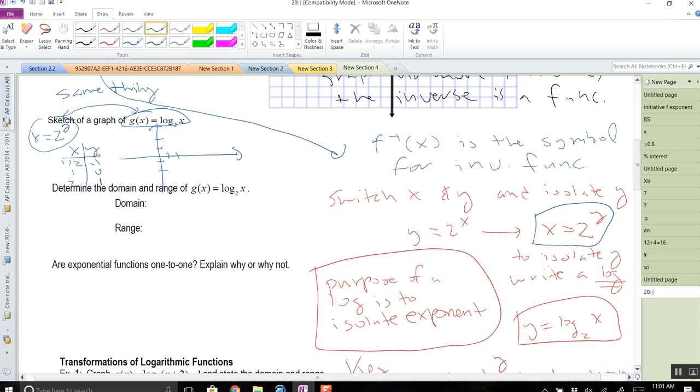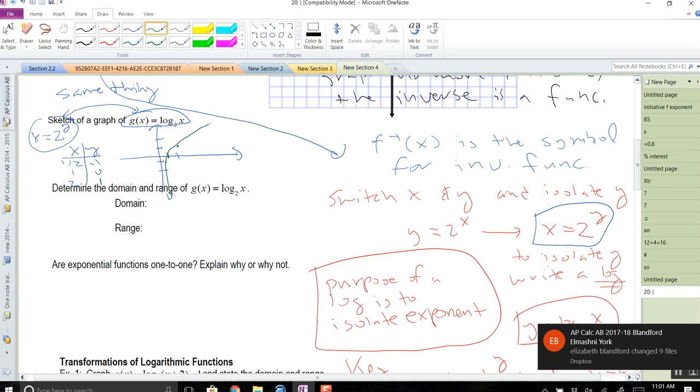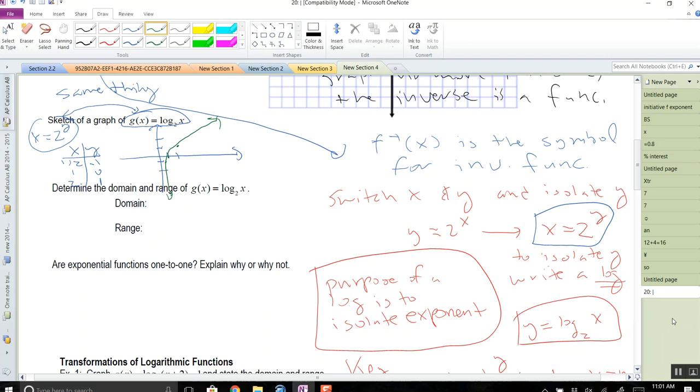To plot those points, 1/2 comma -1 is right there. 1 comma 0 is right there. 2 comma 1 is right there. The graph looks like that. So notice how it kind of looks like an exponential graph, but it's somewhat different. Also, there's a vertical asymptote too.